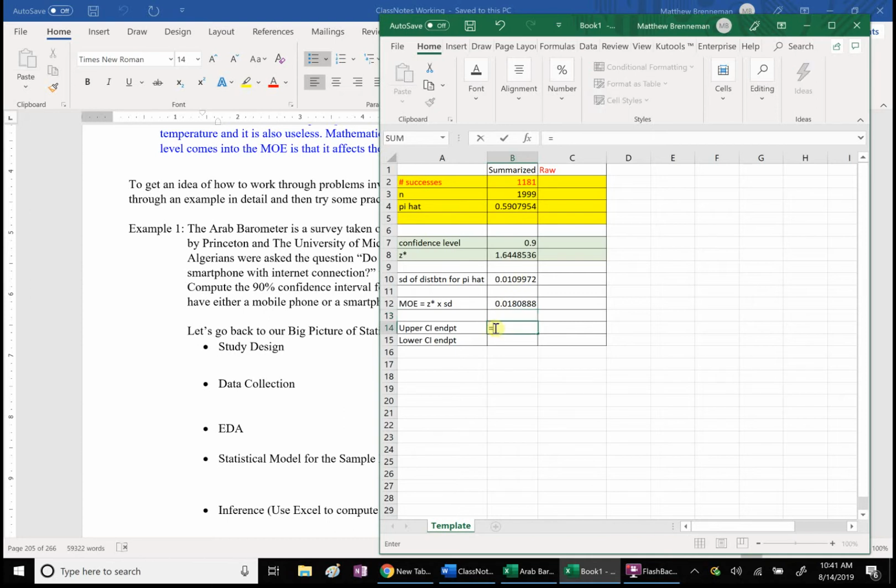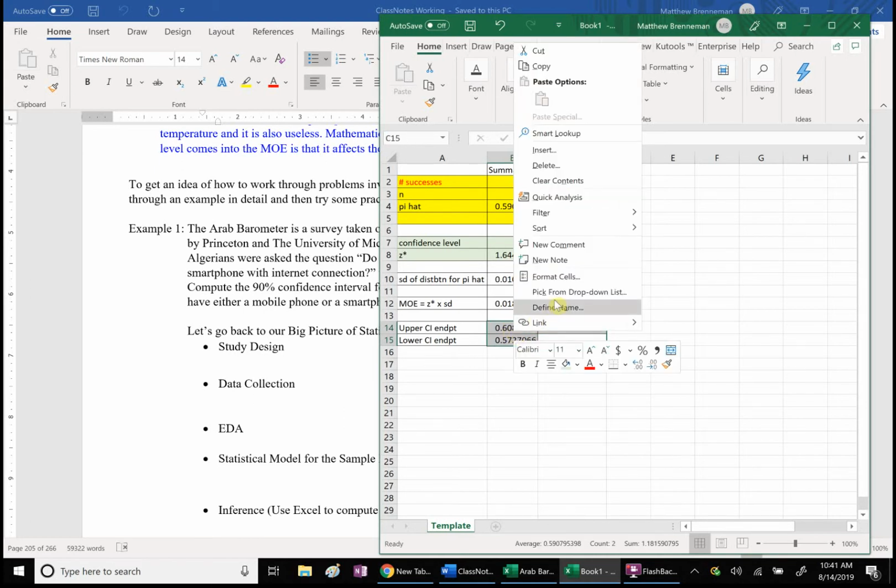Okay, what is our upper endpoint? Well, I'm going to take my sample estimate, and I'm going to add the margin of error. And here, I'm going to take my sample estimate, and I'm going to subtract the margin of error. This value has to be greater than this value. If it isn't, we probably did something wrong. I'm going to convert them both to percentages, okay? Just for the sake of simplicity.